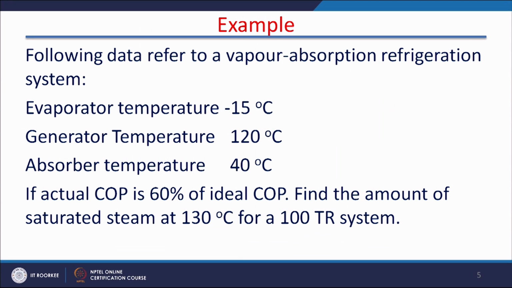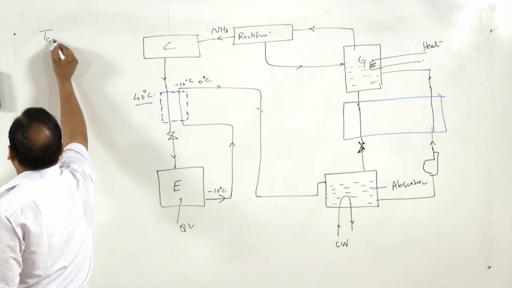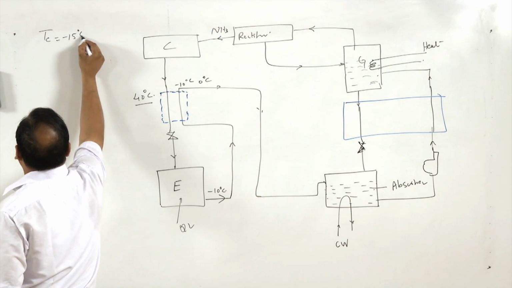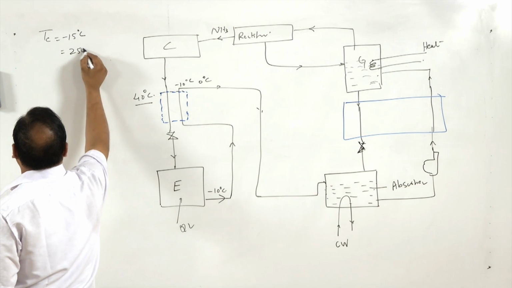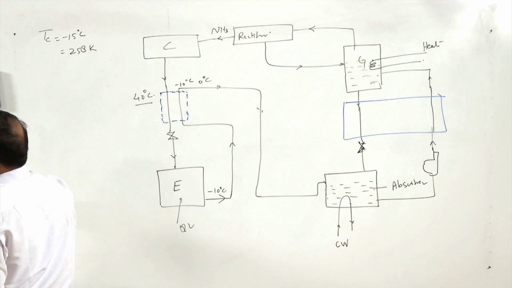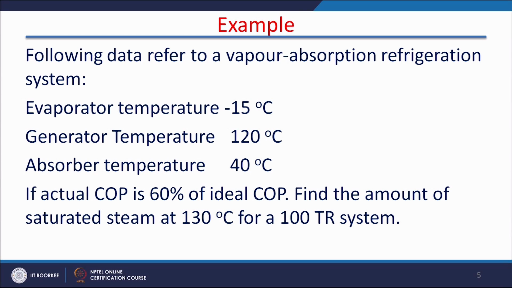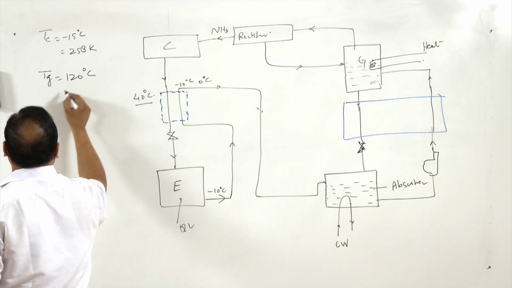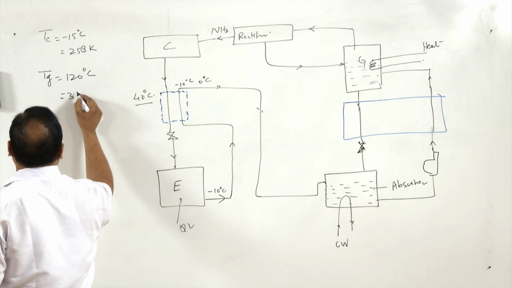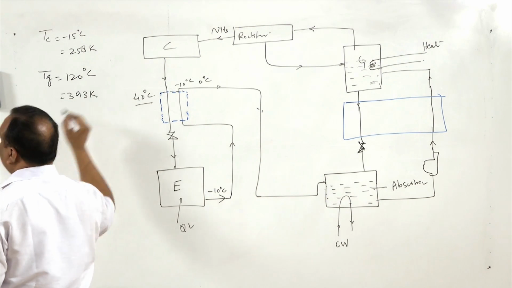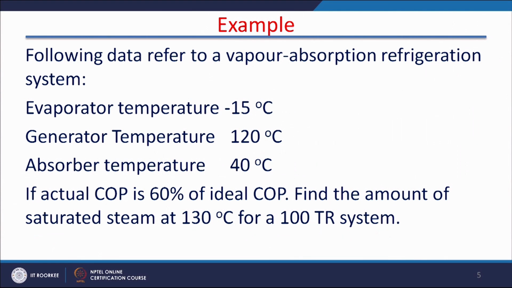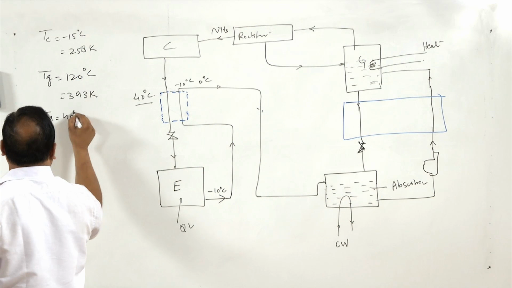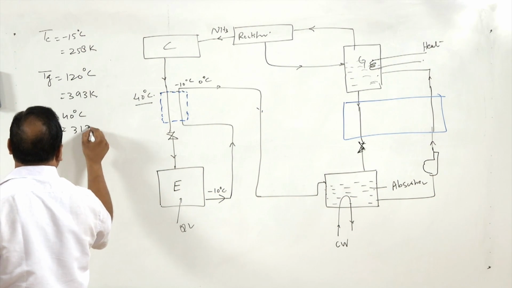Now, I will take one example again. Suppose for absorption refrigeration system, the following data refer to a vapor absorption refrigeration system where evaporator temperature is minus 15 degrees centigrade, and that is 258 Kelvin. Generator temperature is 120 degrees centigrade, that is equal to 393 Kelvin, and absorption temperature is 40 degrees centigrade or 313 Kelvin.